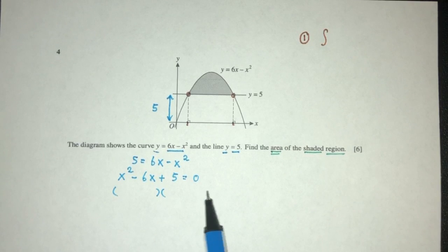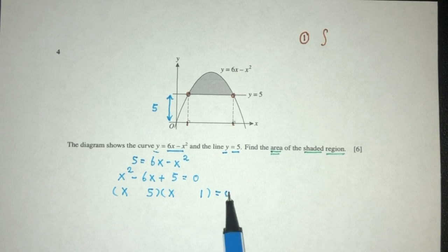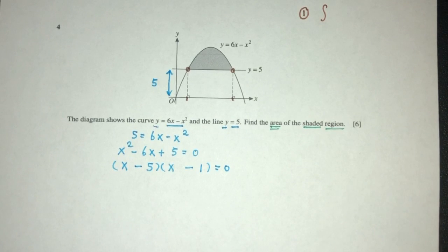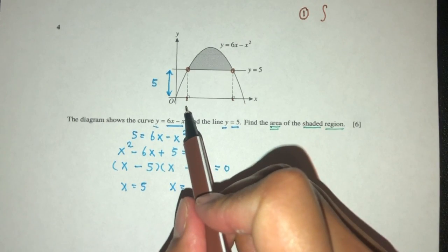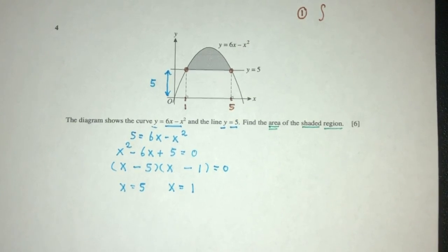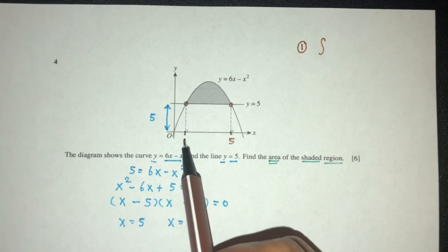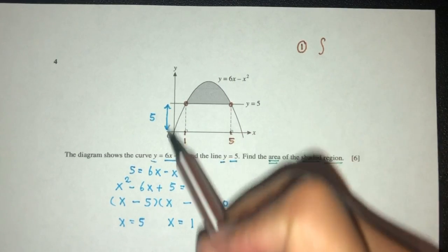Now we can try to factorize. That will be x times x and 5 times 1. In this case we need to have minus 6, so we have to have minus 5 minus 1. Makes sense, right? Now x will be 5, x will be 1. These values, if you observe on the graph, the value here will be 1 and the value here will be 5. And these are very important because we are trying to find the whole area between the values of x is 1 until 5, the whole thing.